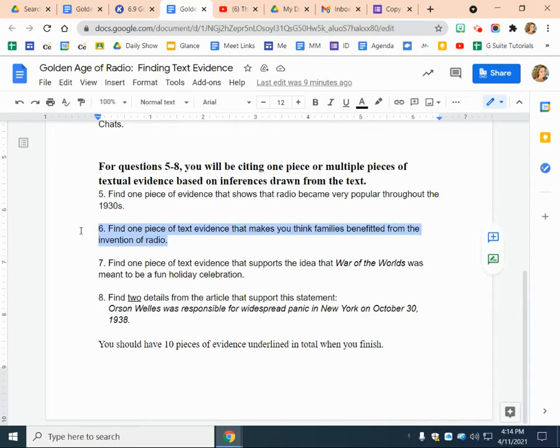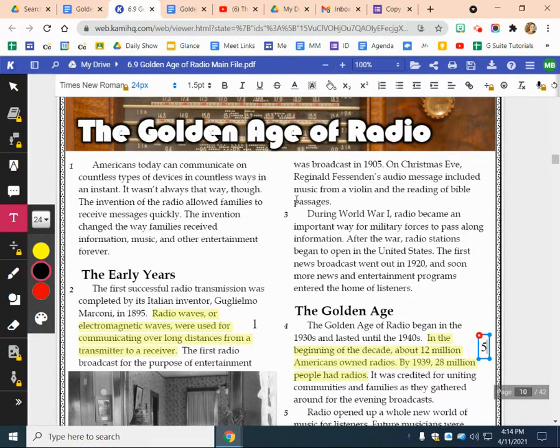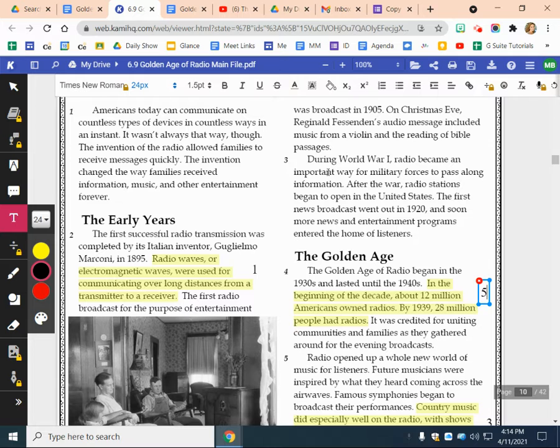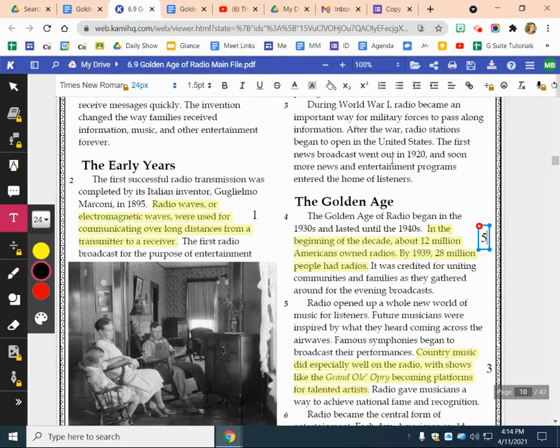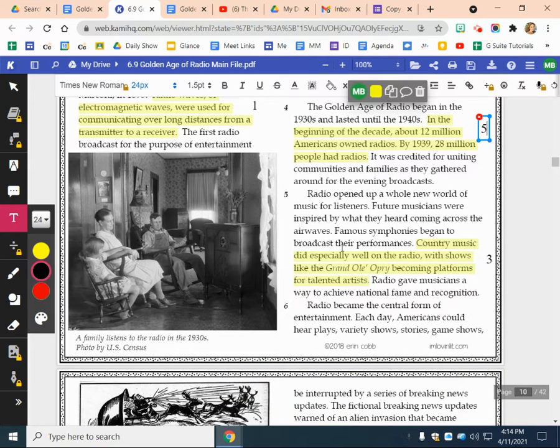All right, number 6, find one piece of text evidence that makes you think families benefited from the invention of the radio. So we need to find some evidence that makes you think families benefited from the invention. All right, so where are we going to look for it here first? Let's see, during World War I, this is military. It's not really focused on families, so I'm going to go down to the Golden Age. It said radio opened up a whole new world of music for listeners.